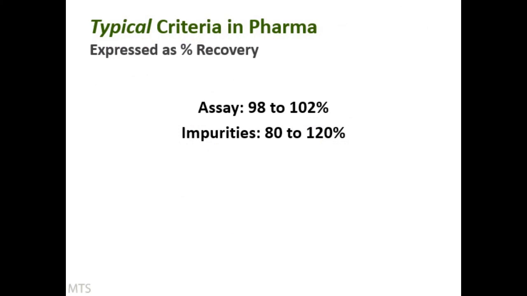So assays, maybe 98 to 102, impurities, maybe 80 to 120. That sort of value is quite typical, and they work quite well. I'd be very wary though with this one, the assay. If you're working on a drug product, that's usually fine, because in most markets you have a 95 to 105 specification limit. Other countries might be 90 to 110. You're always targeting to make it at 100.